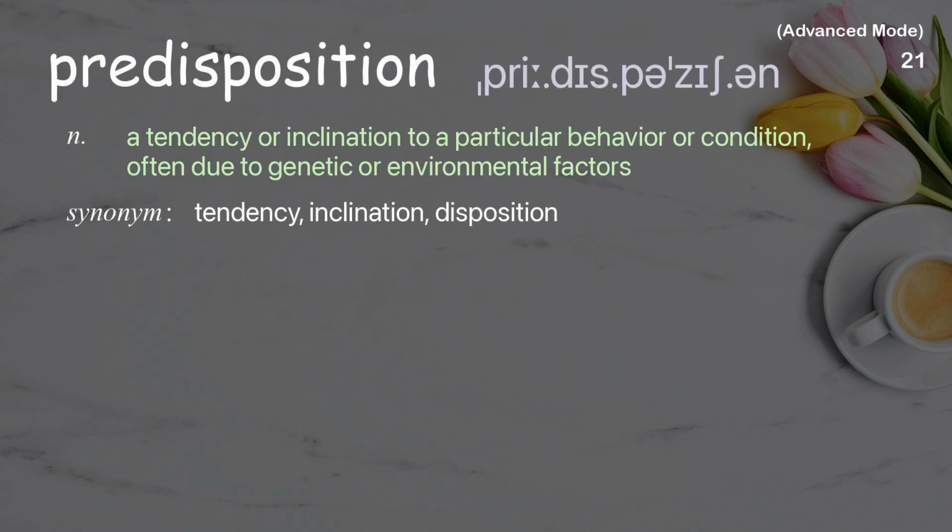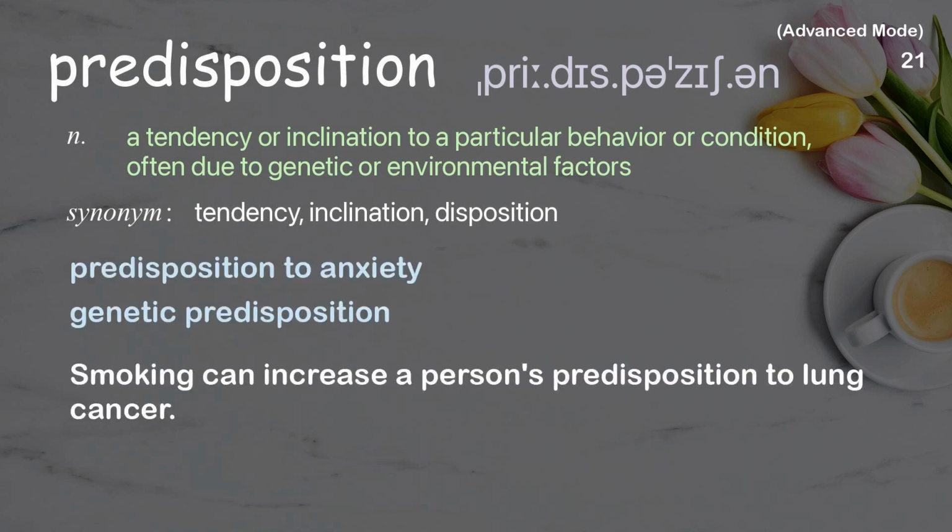Predisposition. A tendency or inclination to a particular behavior or condition, often due to genetic or environmental factors. Examples: predisposition to anxiety, genetic predisposition. Smoking can increase a person's predisposition to lung cancer.